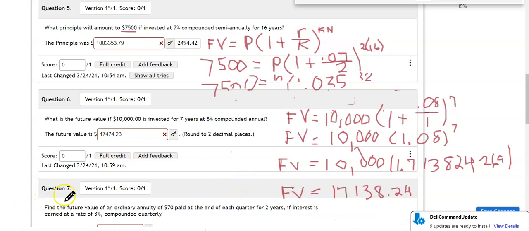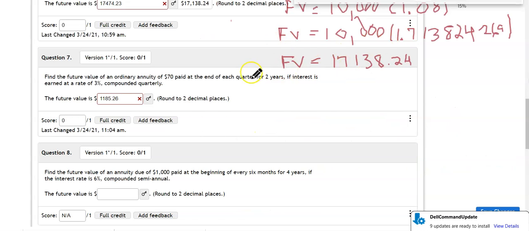All right. So let's go to number 7. I'll leave it there for just a second so you can write that down before I have to erase the screen, because when I pull it up, it's going to go on top of question 7. So you might want to pause the video. And I was wrong. It didn't cover it up, so that's good. Okay, so question 7. Find the future value of an ordinary annuity of $70 paid at the end of each quarter for 2 years if interest is earned at a rate of 3% compounded quarterly.